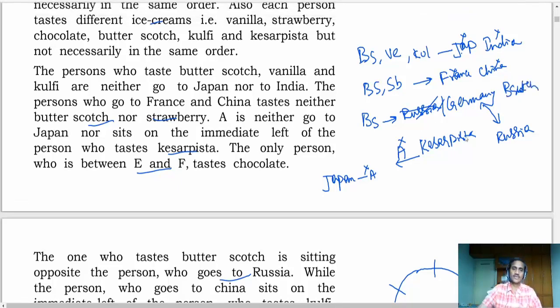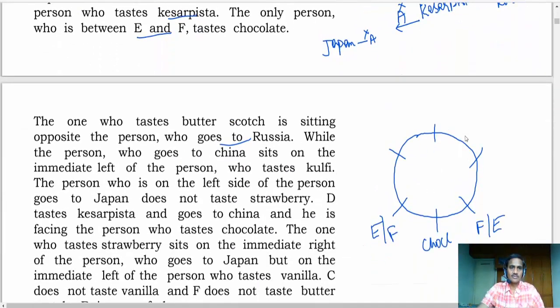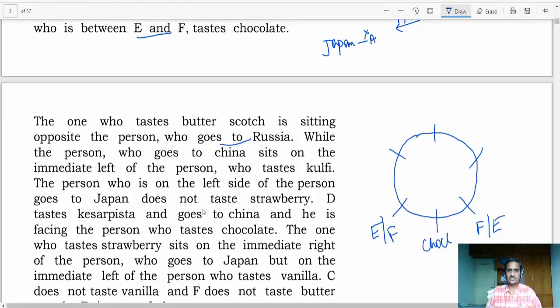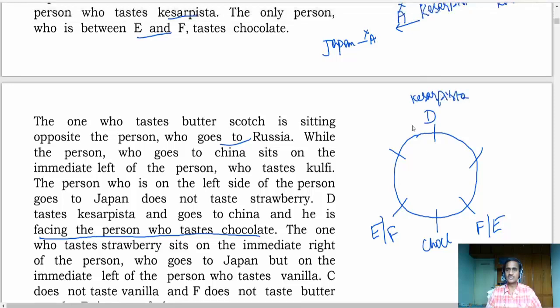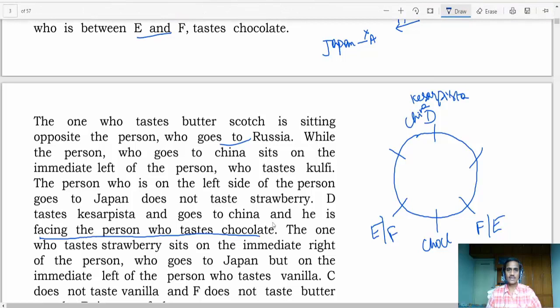Clear now? Then the person who goes to China sits on the immediate left of the person who tasted kulfi, so kulfi's immediate left-hand side is China. The person who is on the immediate left of Japan does not taste strawberry. D tasted kesar pista and goes to China, and he is facing the person who tasted chocolate. Here is crucial information: who is opposite chocolate? D. What did D taste? Kesar pista. And where did D go? China.